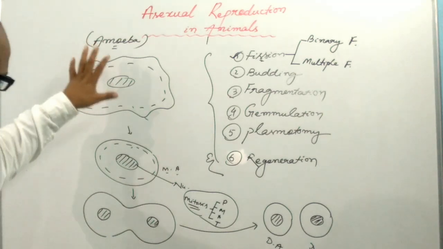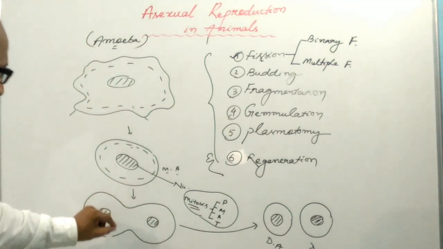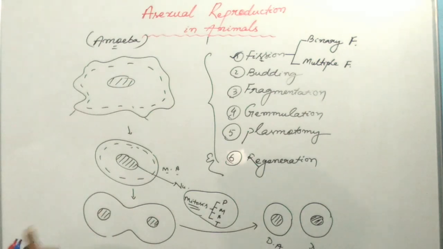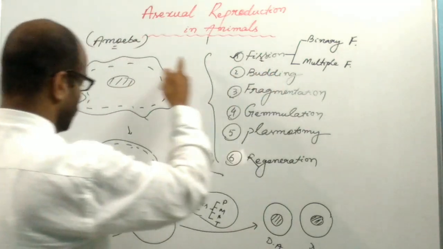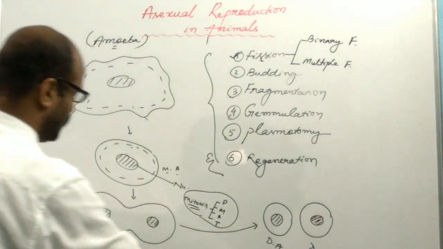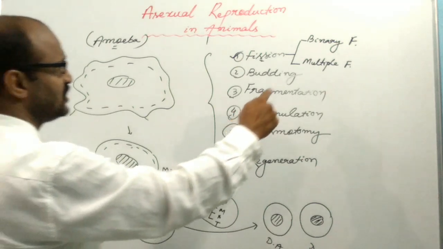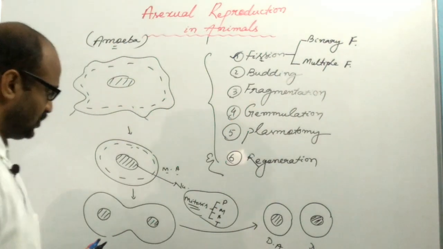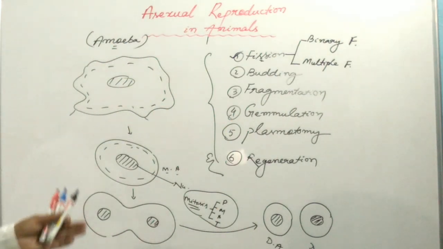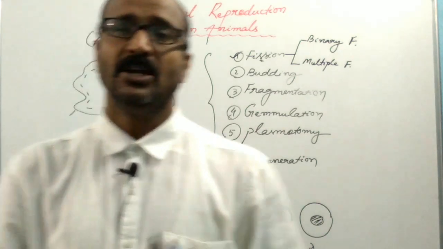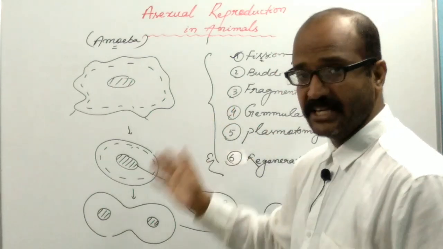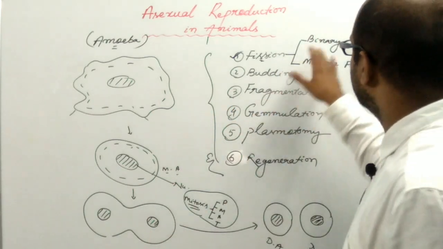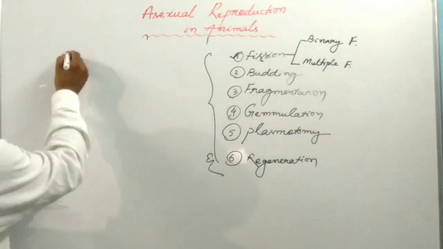So karyokinesis is followed by cytokinesis. This is the simple division of the body. This is known as fission, and here two daughter amoebae are produced. That's why this process is known as binary fission, which takes place in favorable conditions, when the availability of food and environmental conditions are good. So this is binary fission. Another process is multiple fission.